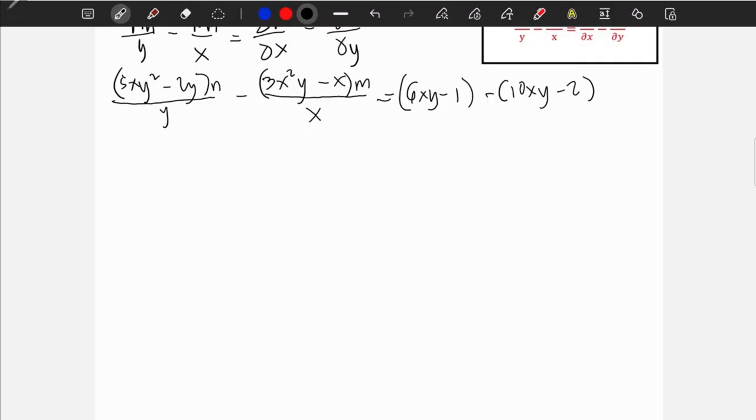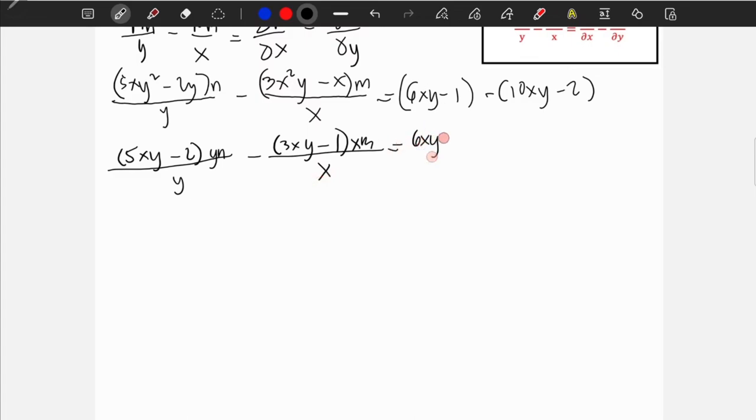We factor out 1y from the numerator so that we can cancel out the common factor y from both numerator and denominator. So this becomes 5xy minus 2y times n, all over y. And we also factor out 1x from the numerator so that we can cancel out the common factor x from both numerator and denominator. So 3xy minus 1x times m, over x.